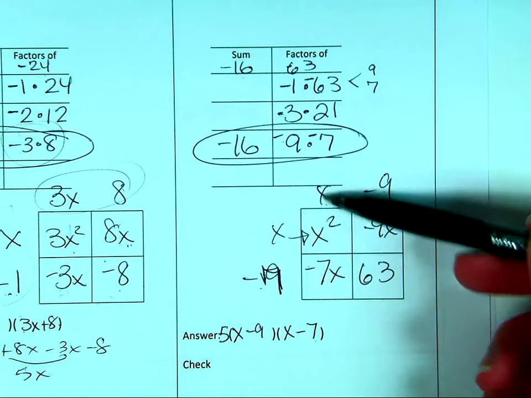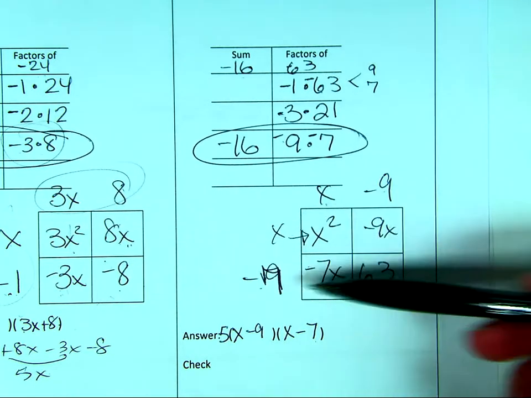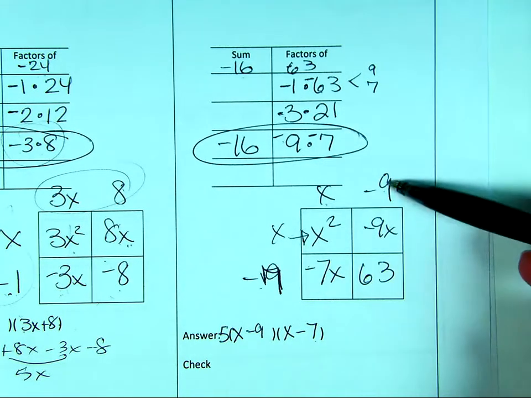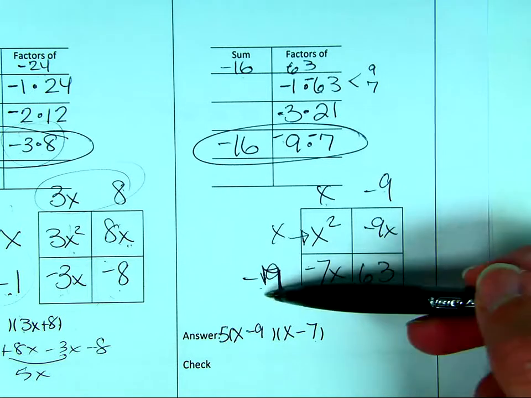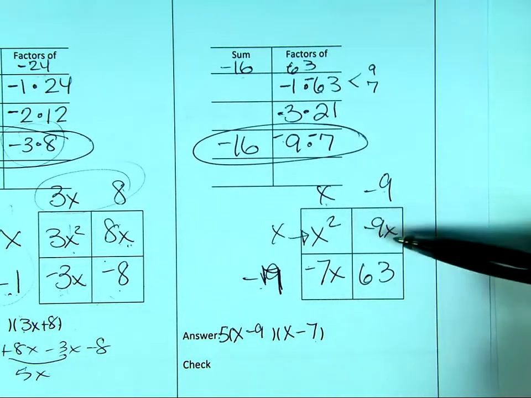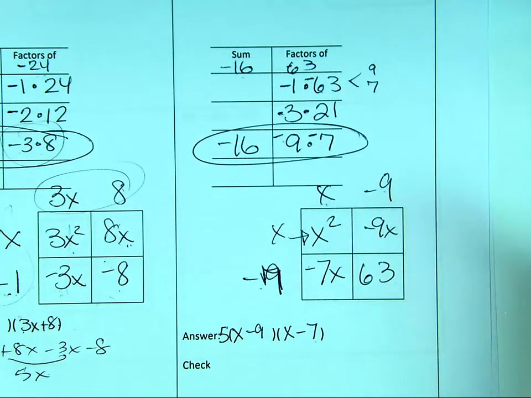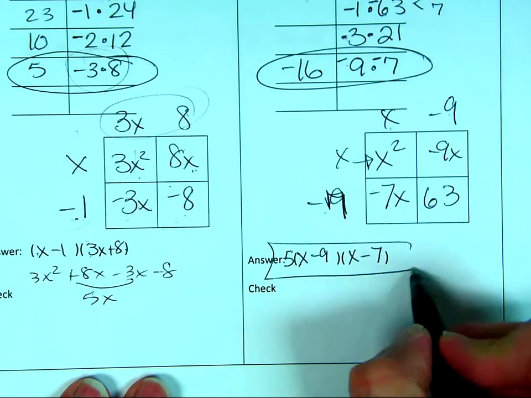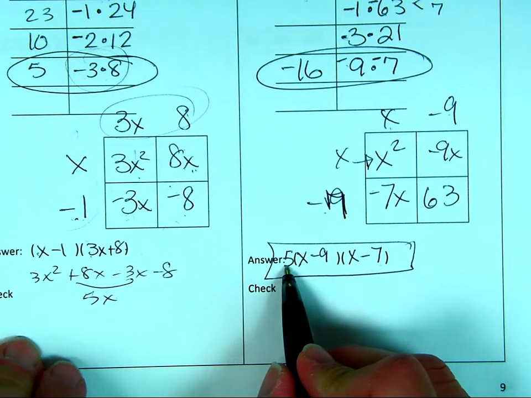We can check x times x is x squared. X times negative 7 gets me my negative 7x. Negative 9 times the negative 7 gets me my 63. And x times negative 9 gets me my negative 9x. Just make sure you put that greatest common factor out front.